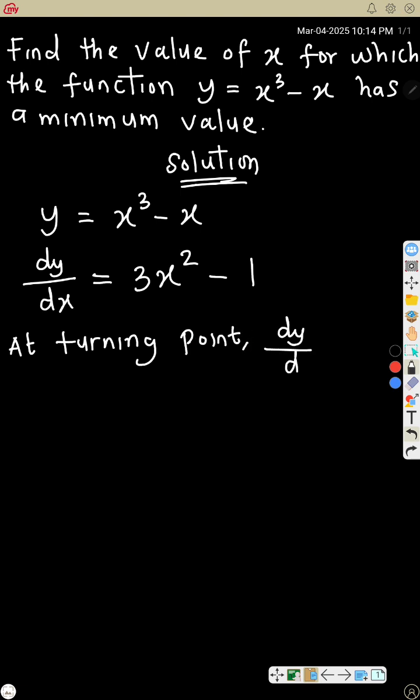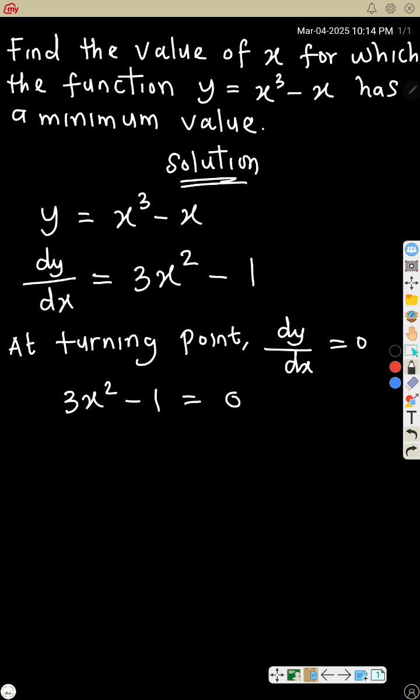dy/dx equals 0. So that means 3x squared minus 1 equals 0. So the first step again, we have y equals x cubed minus x. Then find dy/dx. So dy/dx is 3x squared minus 1. Then at turning point, dy/dx is 0. So set this equal to 0.